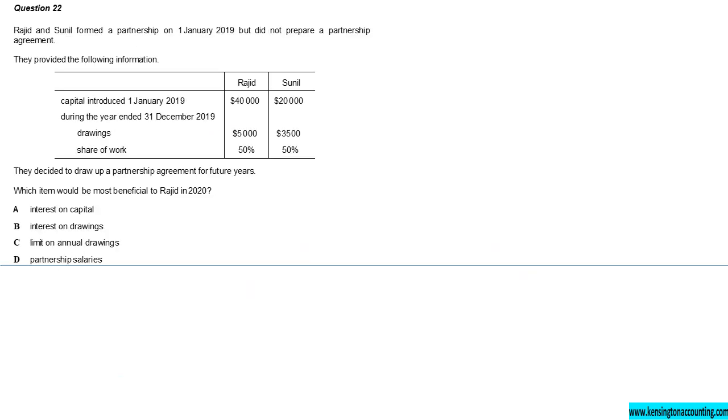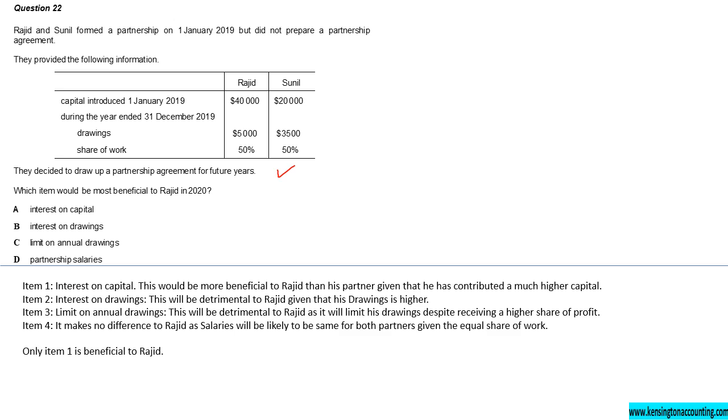Question 22. Rajit and Sunil have a partnership. They don't have a partnership agreement, and now they want to draw up a new partnership agreement for future years. So the information has been given. We ask which would be most beneficial to Rajit in year 2020. Item number 1 is interest on capital.